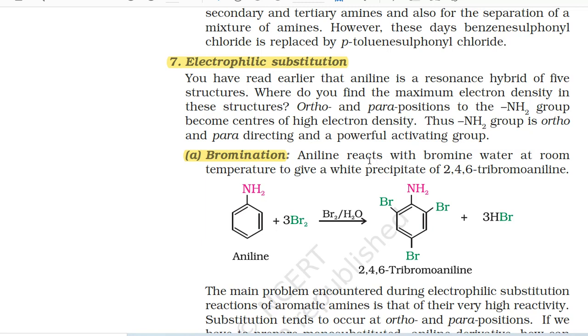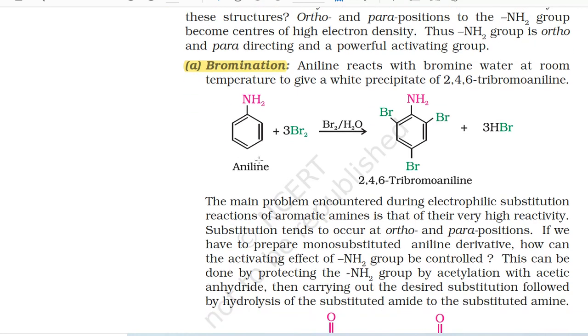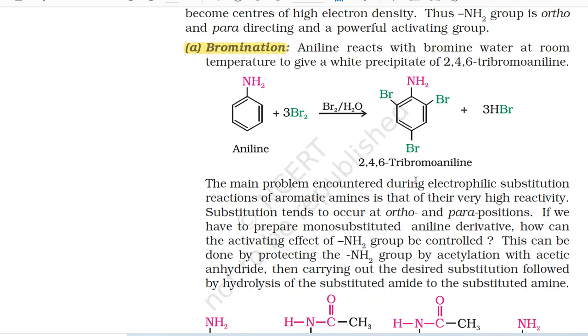Thus, the NH2 group is ortho and para directing and a powerful activating group. A. Bromination. Aniline reacts with bromine water at room temperature to give a white precipitate of 2,4,6-tribromoaniline. Aniline plus 3Br2 in the presence of Br2/H2O will form 2,4,6-tribromoaniline plus 3HBr.